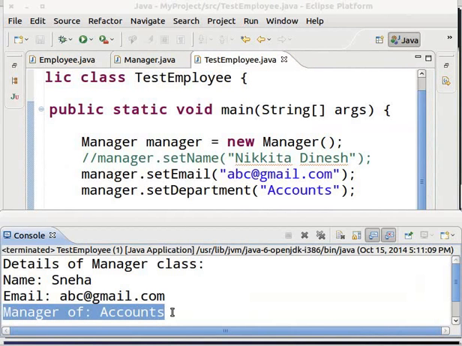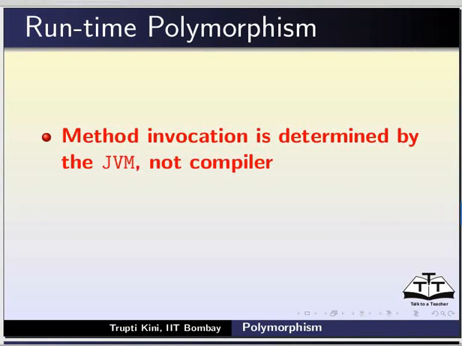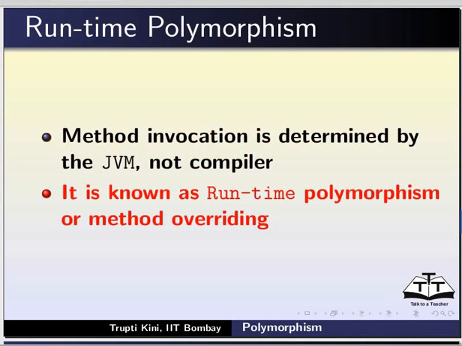Therefore, subclass method is invoked at runtime. Method invocation is determined by the JVM, not compiler. Therefore, it is known as runtime polymorphism or method overriding. We learned what is runtime polymorphism. Now, let us learn virtual method invocation.